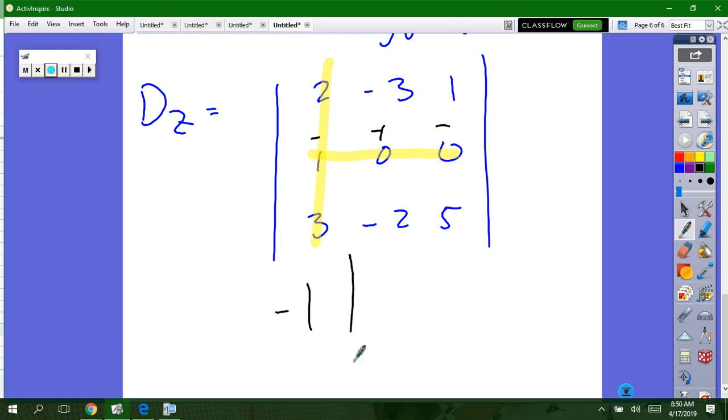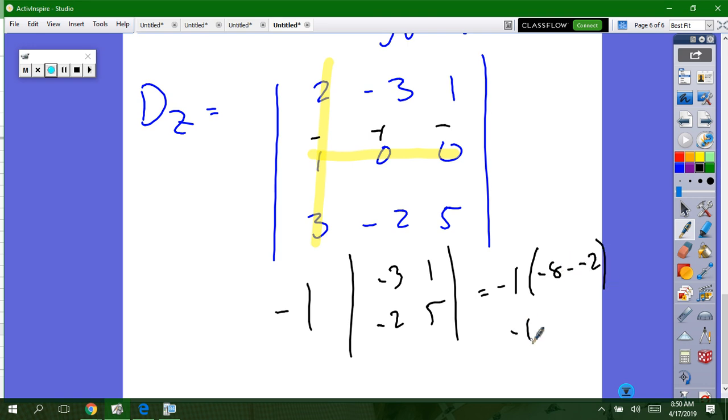So negative 1, so that's negative 3, 1, negative 2, 5. So we get negative 1 times negative 8 minus a minus 2, which is negative 1. Oh, that's negative. What did I get 8 from? Negative 15, is that better? Minus a minus 2, which is negative 13, which comes out to be 13. Now, I don't know about you guys, I'm going to show you why sometimes I love Cramer's rule. Was that really any difficult math?